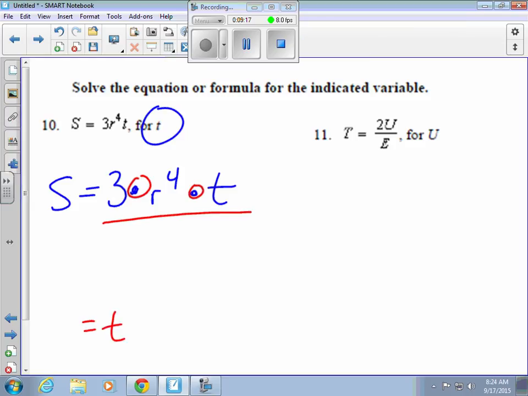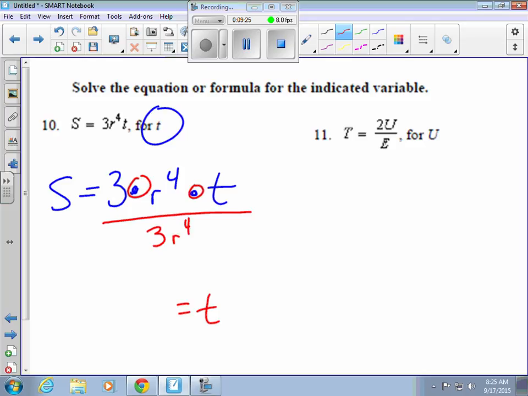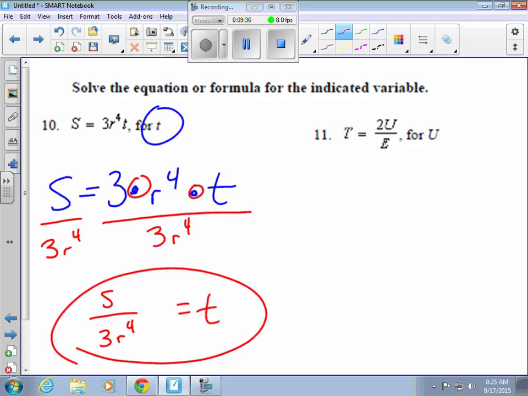You want to keep t because it tells you to get t all by itself. So divide by everything that's not t. 3 is not t, and r to the 4th is not t. If you do that to the right side, do it to the left side. 3 and r to the 4th. So you have s divided by 3r to the 4th is equal to t.